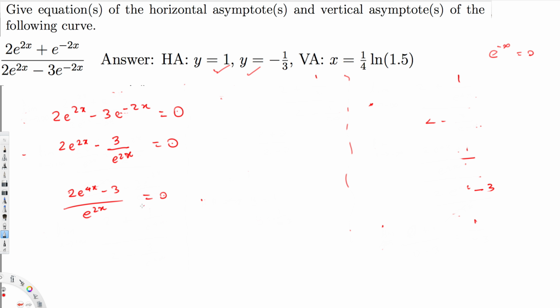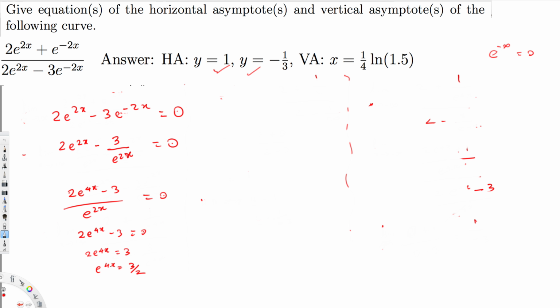If I bring this e^(2x) to the other side, it's going to multiply by 0 and it becomes 0. So we can get rid of the bottom and deal with the top. It's going to be 2e^(4x) minus 3 equal to 0. Then 2e^(4x) equals 3, then e^(4x) equals 3 by 2. Our purpose is to find the x value.